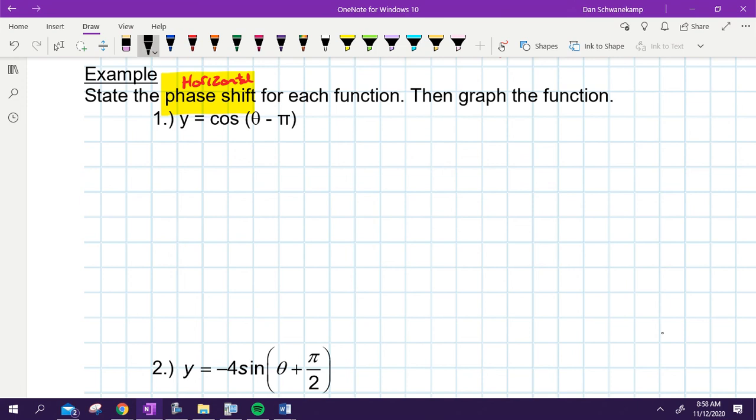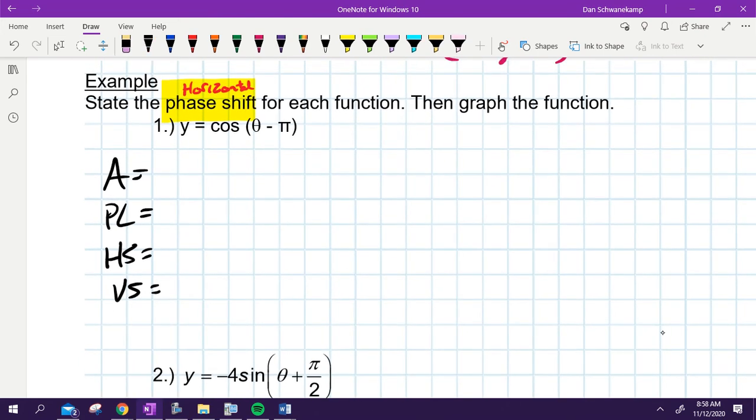So we're going to do the same thing we did yesterday. We're going to start off here. We're going to talk about the amplitude, the period length. Then we can talk about the horizontal shift and the vertical shift. Those are the two things we're adding today. Amplitude, period length, horizontal shift, vertical shift. That's what we got. Here's my equation.